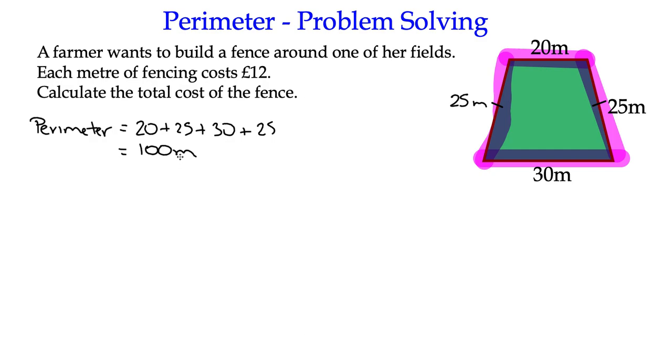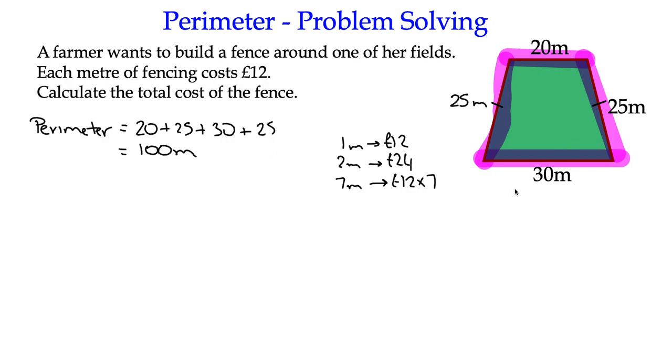So it says each meter of fencing costs £12. So every meter it costs £12. So 1 meter is £12. So 2 meters it cost 2 lots of 12, which is 24. If I had 7 meters, what would I do? Well, I might not know the answer off the top of my head, but I know the calculation. I would just do £12 multiplied by 7.